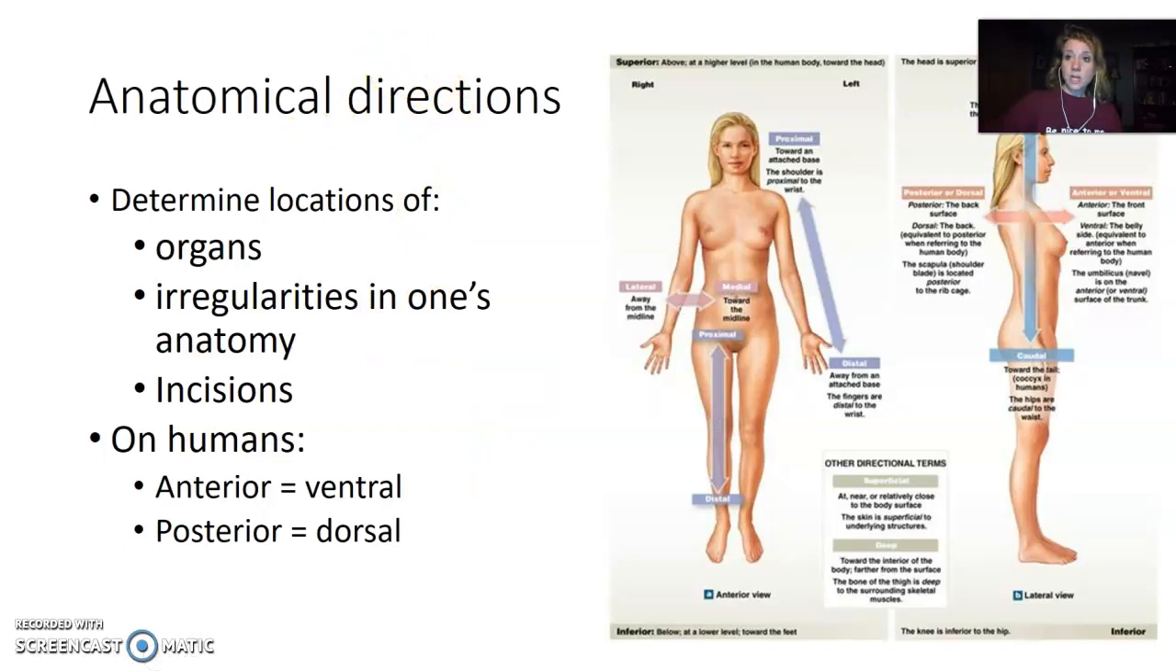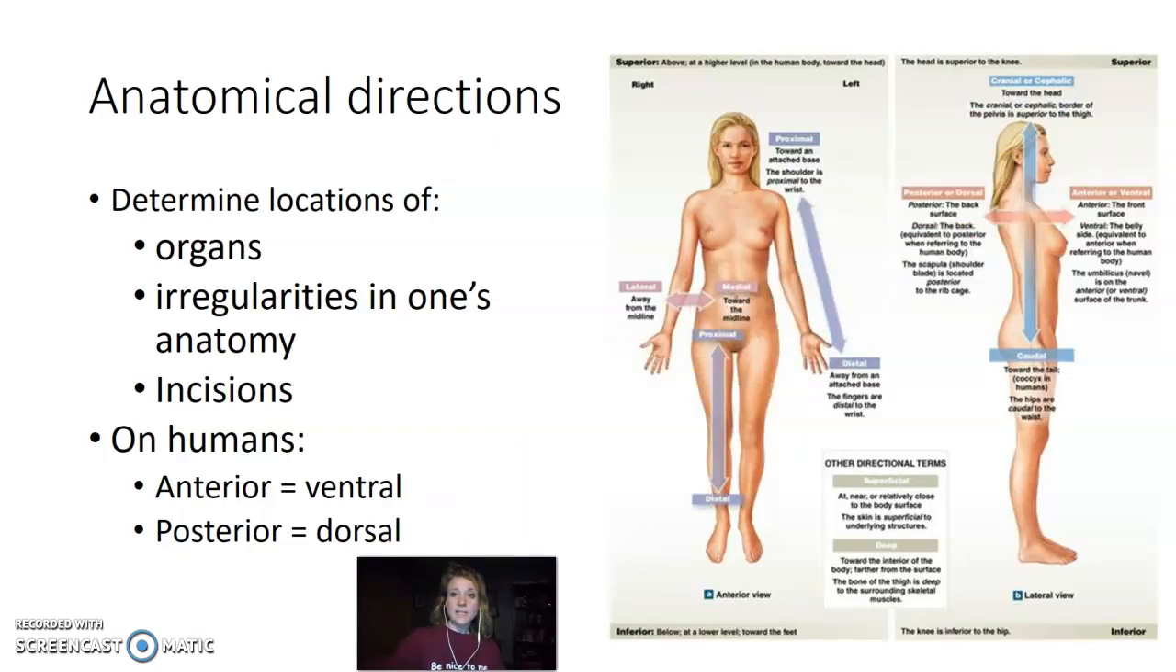All right, so now we're going to start talking about anatomical directions. Anatomical directions are going to allow clinicians to describe the placement of organs, even to describe the location of various irregularities, and they're also going to help the clinicians tell where incisions need to be made. As I said before, the front is called the anterior view of the patient, but on humans, it's also called the ventral view. The posterior view of a patient also has a synonym. It's called the dorsal view.